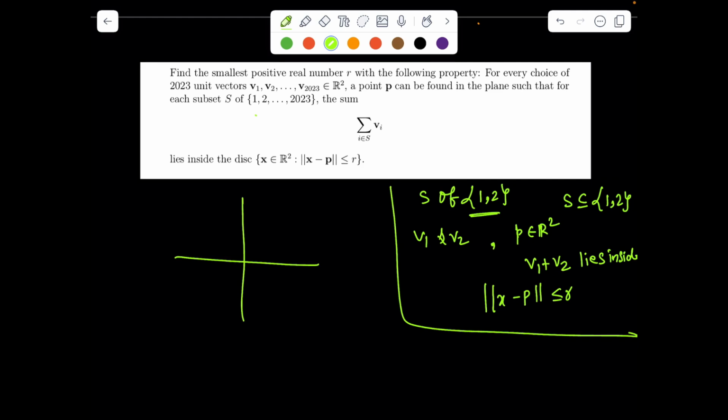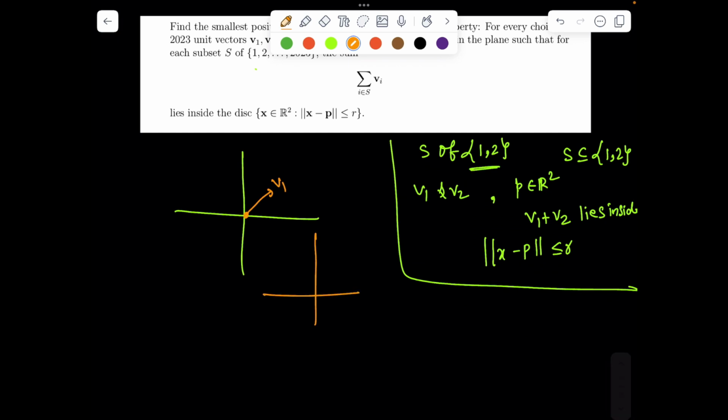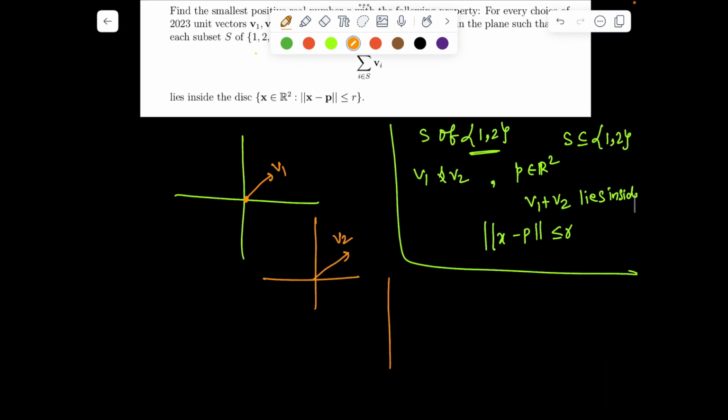So let's say we have b1 and b2 as unit vectors. If I treat b1 as this one, we can have a subset containing only b1, a subset containing only b2, a subset containing the linear combination of b1 and b2. It can have any other orientation, so I'm just giving one possible example.